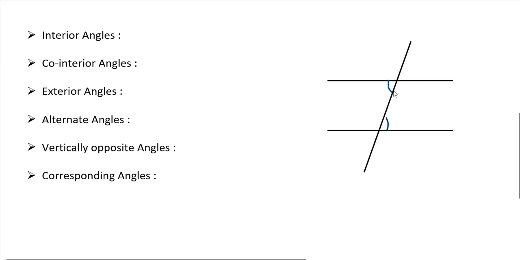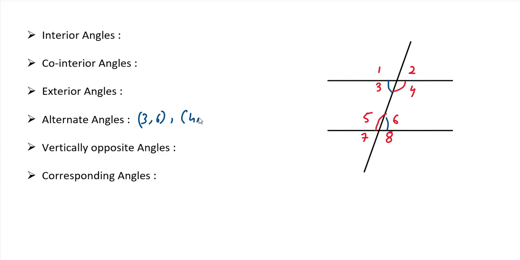Similarly, we have a Z over here also. So this angle and this angle will be alternate angles. Let me name these angles: 1, 2, 3, 4, 5, 6, 7 and 8. So angle 3 and 6 will form a pair of alternate angles. Then angle 4 and angle 5 will also form a pair of alternate angles.